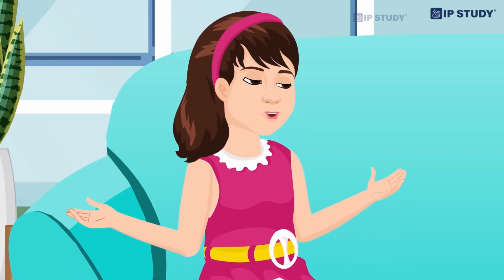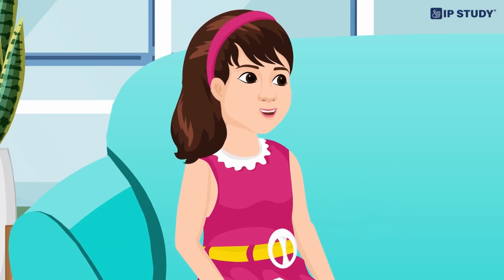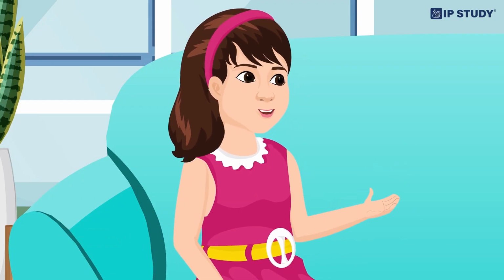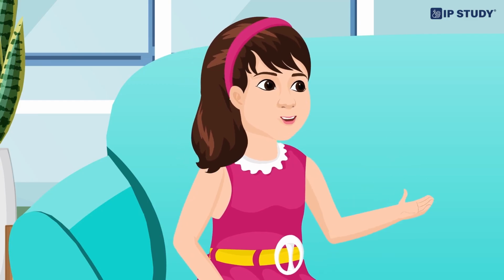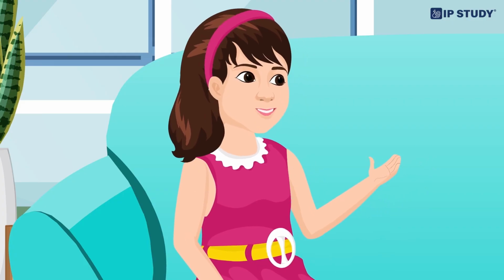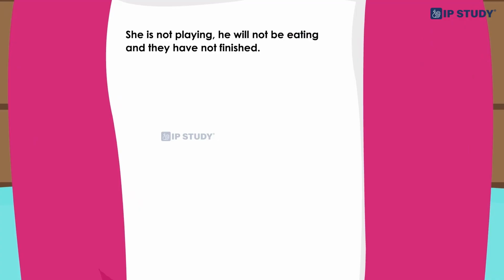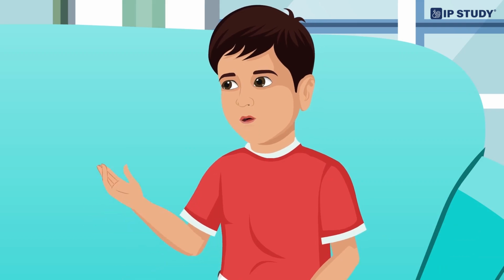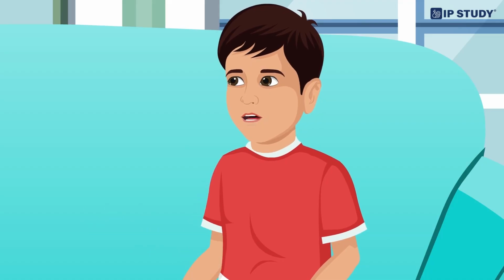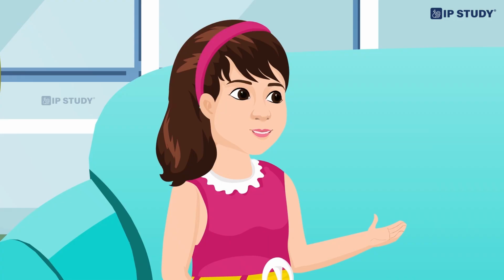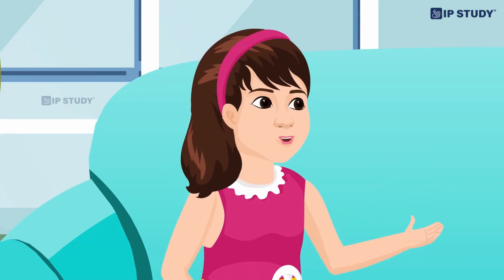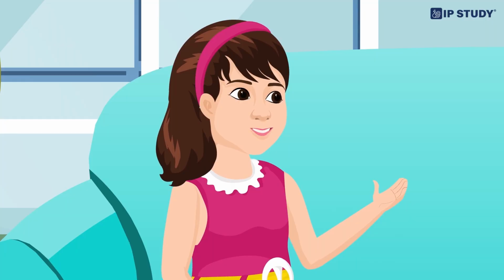You know, when the verb consists of more than one word, like is playing or will be eating, we add not after the first word. For example, she is not playing, he will not be eating, and they have not finished. Got it? So, it's like not goes after the first word of the verb phrase. Exactly. And there are different rules for different tenses.